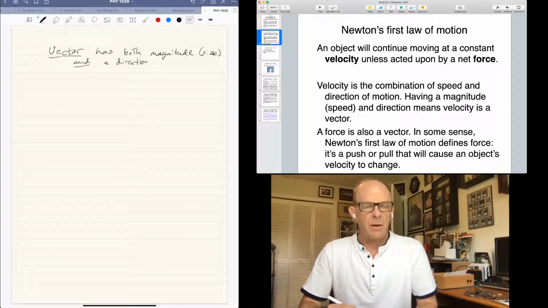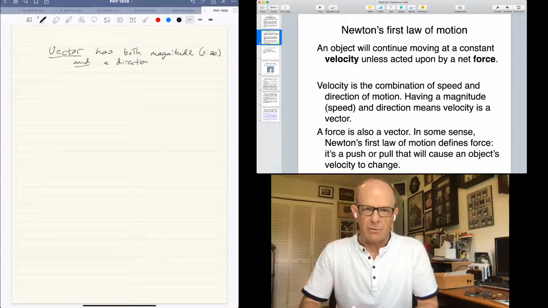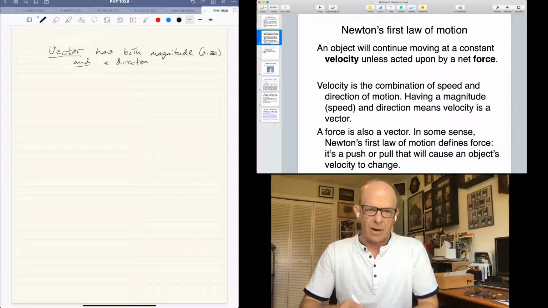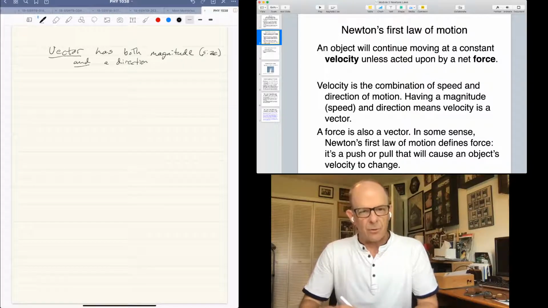So it's a vector. If I say I'm going down the highway at 70 miles per hour, that's not enough information to call it a velocity. That's only my speed. That's only the magnitude of my velocity. But if I say I'm going 70 miles per hour due east, then those two pieces of information together are the velocity, and that's a vector. And a force is also a vector.